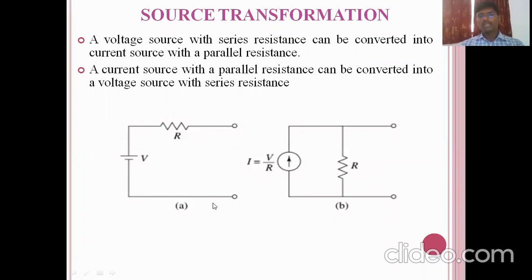Now we are going to see how to convert a voltage source into a parallel current source and a current source into a voltage source. In simple terms, according to Ohm's law, I is equal to V by R. For the given voltage source, if you want to calculate the equivalent current source, you just calculate the current I, which is equal to V by R, where the resistance remains the same.